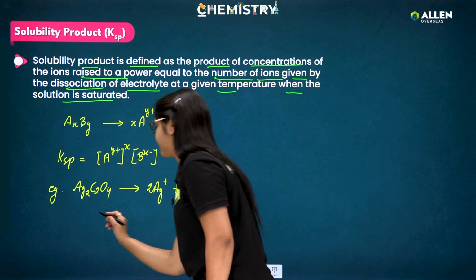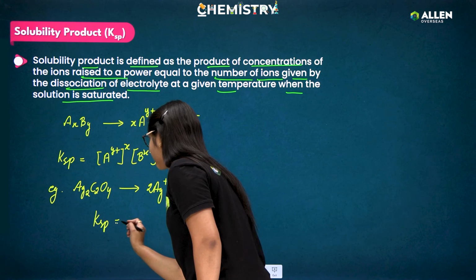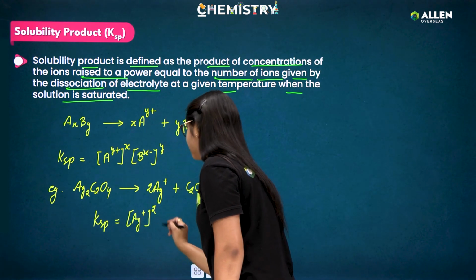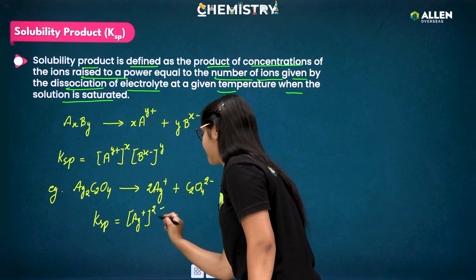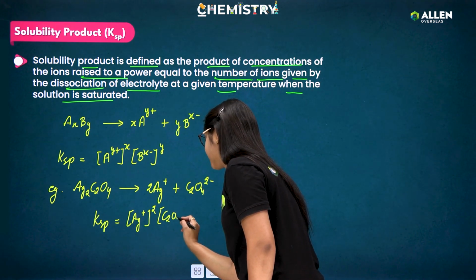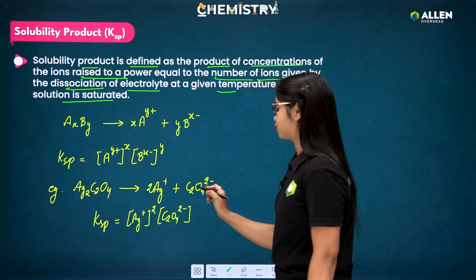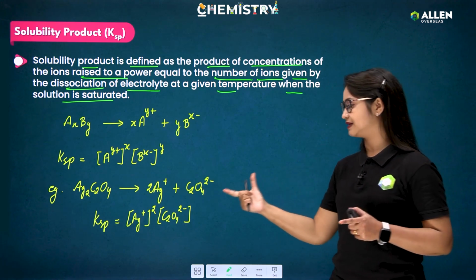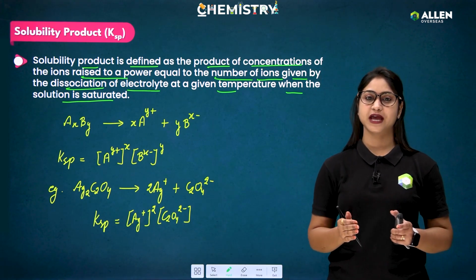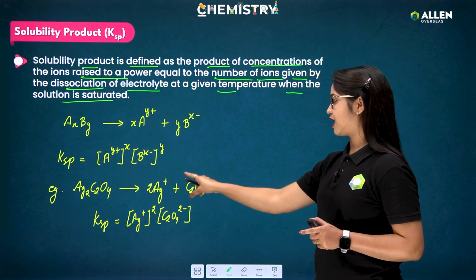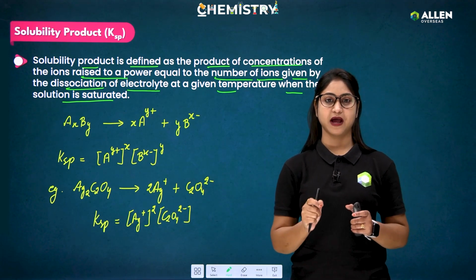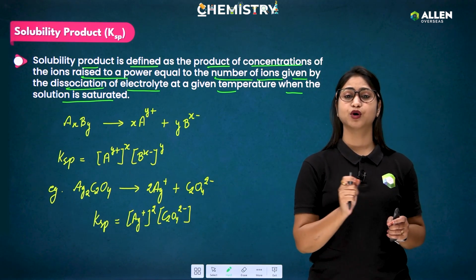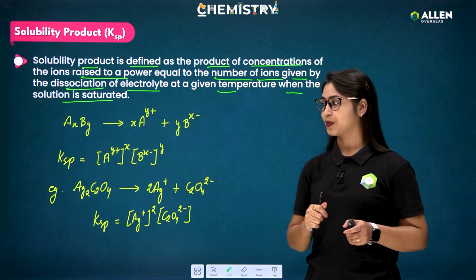So the KSP for this salt will be the concentration of Ag plus raised to the power 2, because we have 2 cations, into the concentration of oxalate, which is only 1, so raised to the power 1. This is how we can find the solubility product. We can write the expression of solubility product for any salt, right? The power is always equal to the number of ions. It is never equal to the charge. It is always equal to the number of cations as well as the number of anions, right?